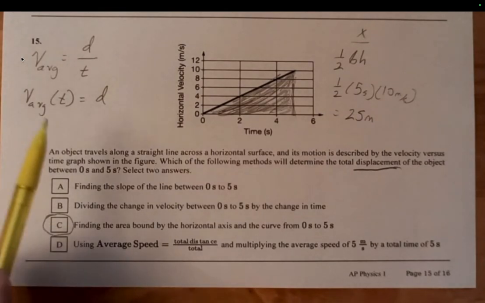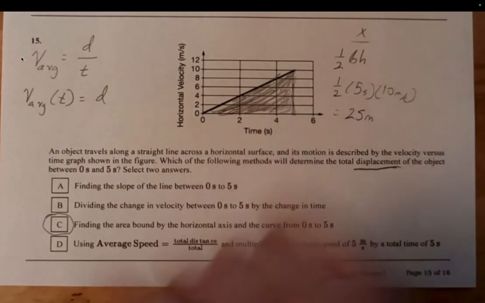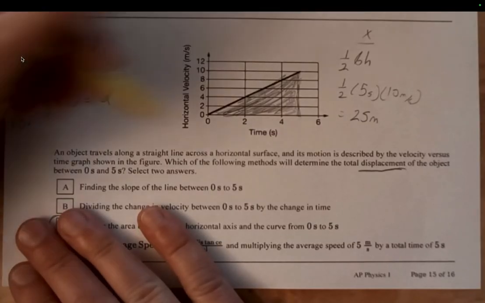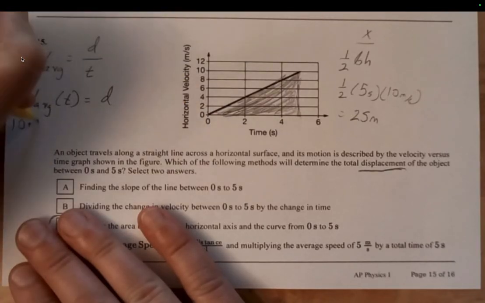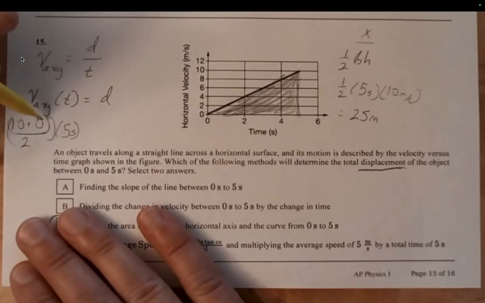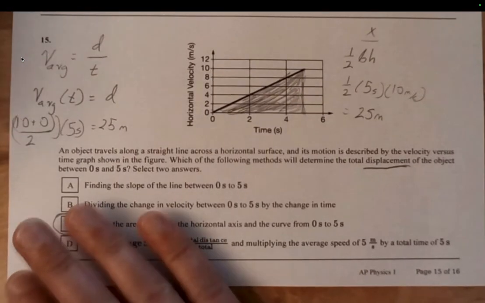And so I would look at this, it goes 10 meters per second plus a starting 0 meters per second, divided by 2 to get the average, multiplied by the time of 5 seconds. So 10 plus 0 divided by 2, that's 5, times 5. So I get 25 meters once again.